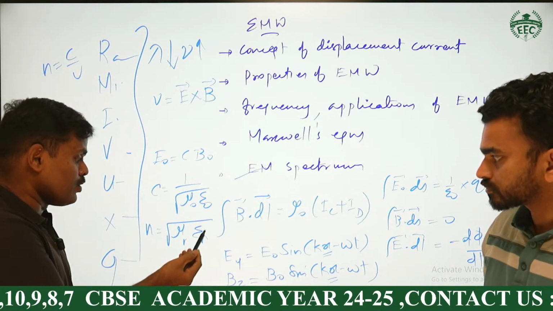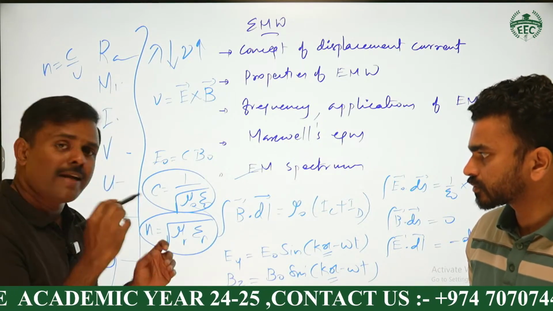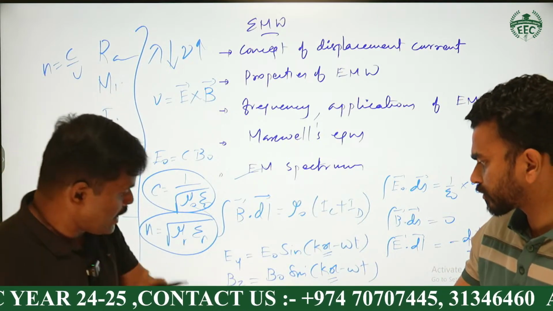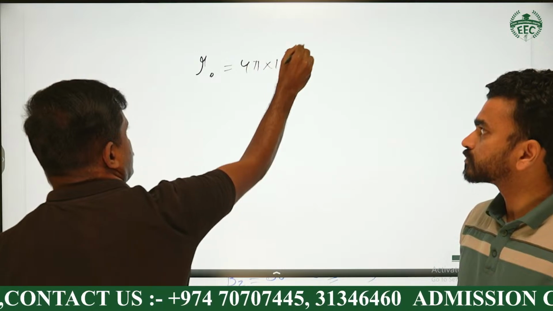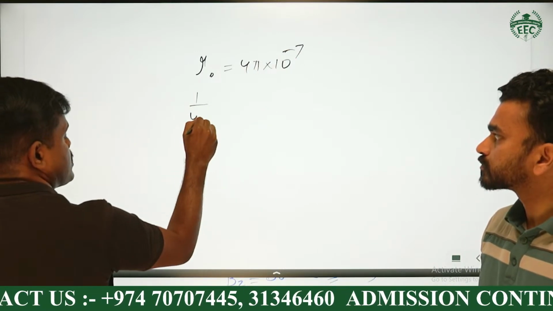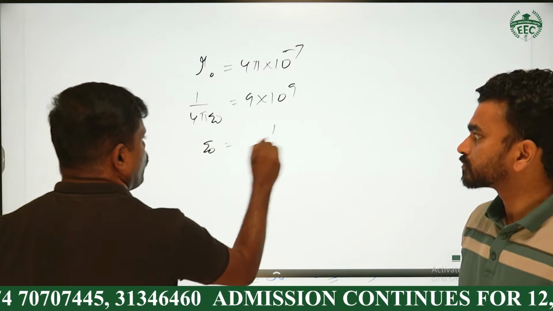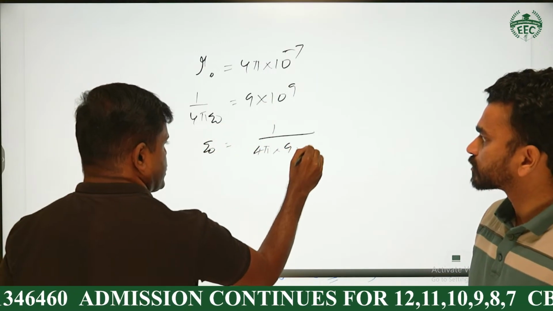And they might ask you to derive this. It's a small derivation, nothing. You take mu 0. Mu 0 is 4 pi into 10 raised to minus 7, you know, and then 1 by 4 pi epsilon 0 is 9 into 10 raised to 9. Then epsilon 0 will be 1 by 4 pi into 9 into 10 raised to 9.